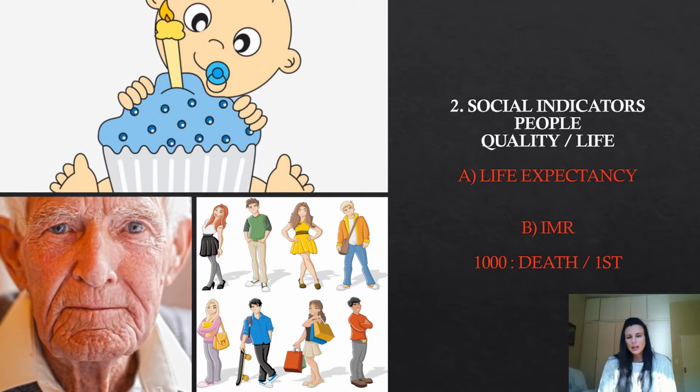So the first indicator that we have a look at is life expectancy. Now, if you have a look in your textbook on page 28, you'll see that all these indicators are there. It is very important that you know these indicators as a definition. All right, so make sure you know all of them that we go through today as definitions. Life expectancy is the average age that a person in a country is expected to live.